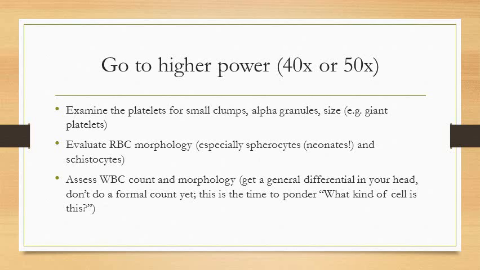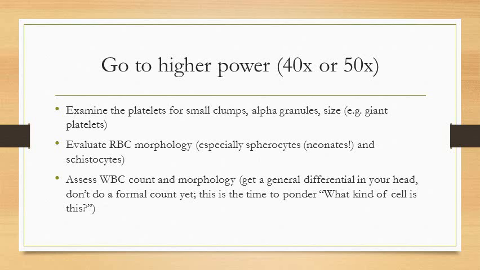Next step, go to higher power, examine the platelets for small clumps, which you'll pick out at this point, and make sure they have nice purple alpha granules. Examine their size, for example, giant platelets, a lot of or lack of giant platelets in a patient with thrombocytopenia. Usually I pick out platelets to do these first, just because it's really easy to not think about them at this power.